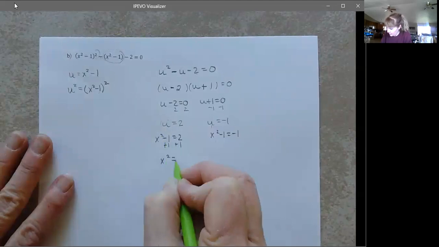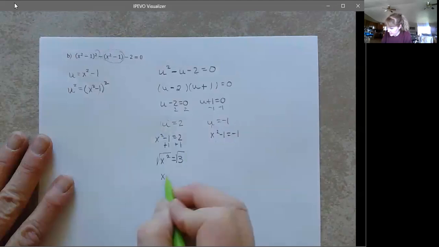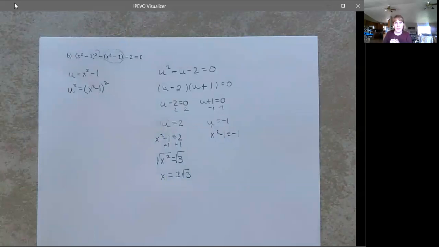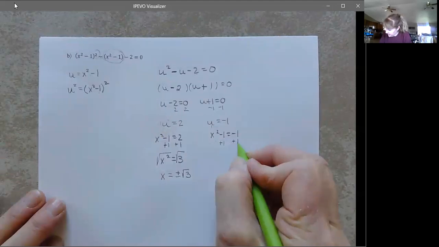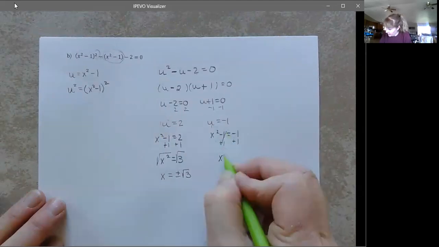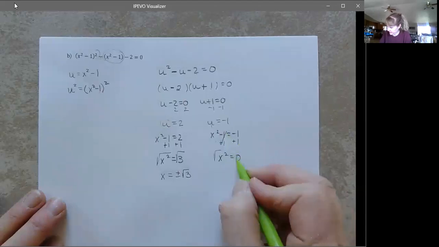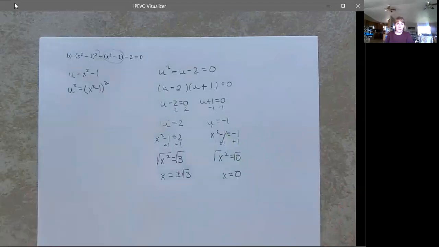And then we take the square root. Plus or minus the square root of 3. Now again, remember, we should get the same answer that we did before in the other method. So then we have plus 1, x squared equals 0. And the square root is 0. So those are the 3 solutions. This just happens to be a double root.